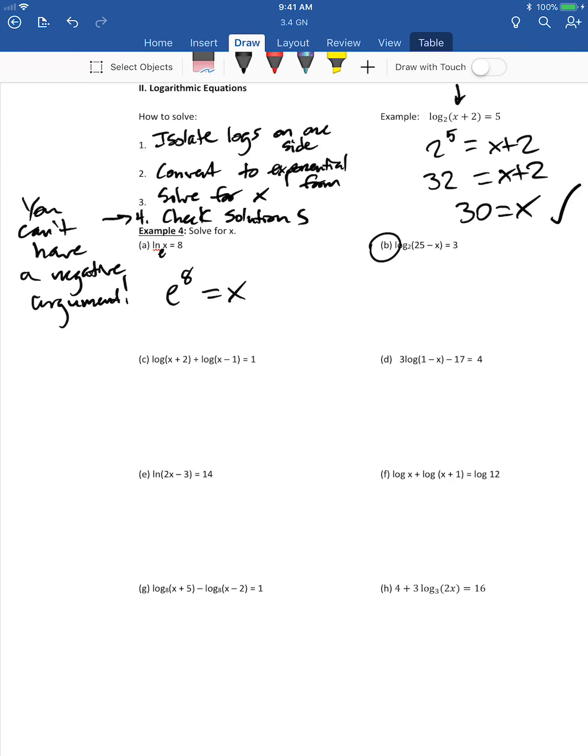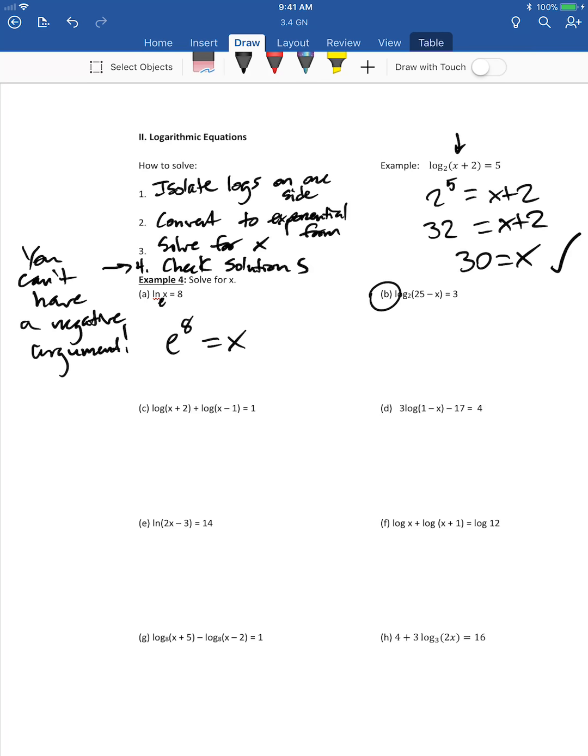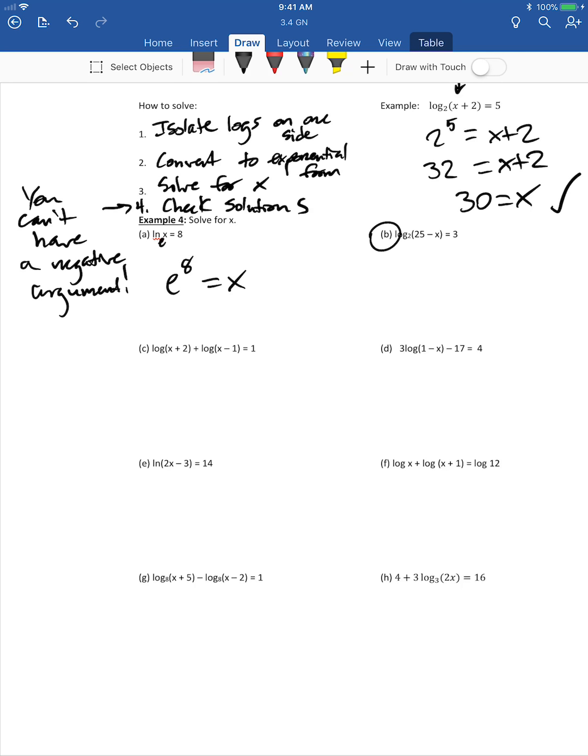Now we need to call in all of our learning so far this unit to be able to solve equations like this. And that's the whole point, that math builds on itself. So I have two logs added together. I'm going to switch that to multiplying. Remember, I can change this to a single log, multiplying the arguments together.